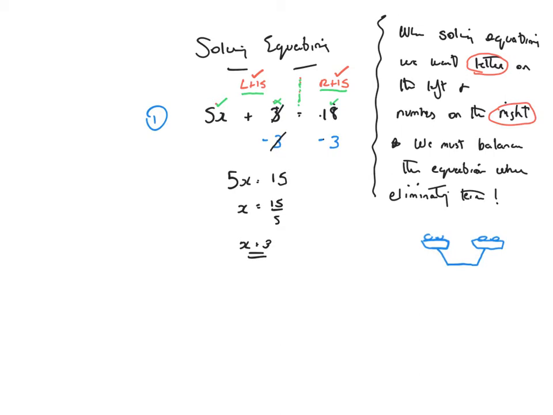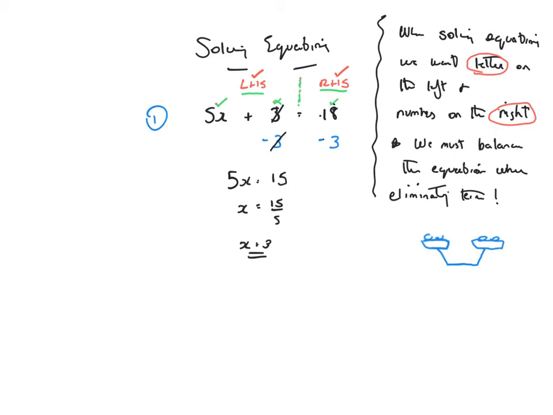So let's just go over that again. We want letters on the left and numbers on the right. 5x is where it should be, keep it there. 18 is on the right, that's where it should be, keep it there. 3 is the anomaly, so that shouldn't be there. To get rid of plus 3, you need to take away 3, but to keep the equation balanced, you need to do the same thing on the other side. You need to take 3 away from both sides.